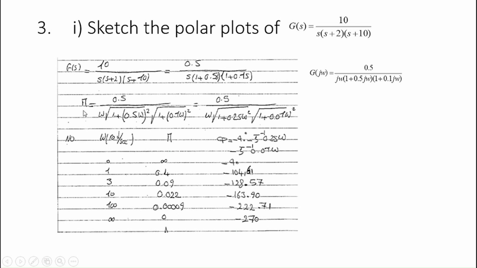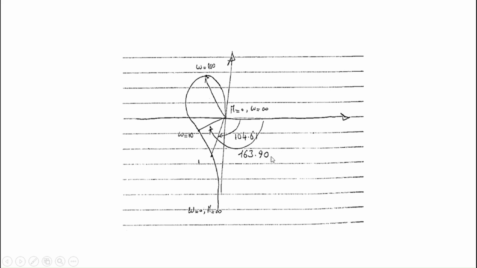Then using the functions for the magnitude and the phase, you can tabulate the result for a range of frequencies. For this particular case, we have tabulated for 0, 1, 3, 10, 100 and infinity. Once you have tabulated the result, you can go on and plot these results. If you plot the results, you'll get something like this. The graph will be going from this point to this, so you'll get a polar plot of something like this.